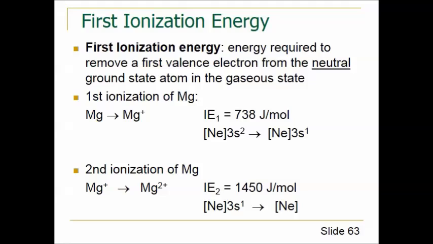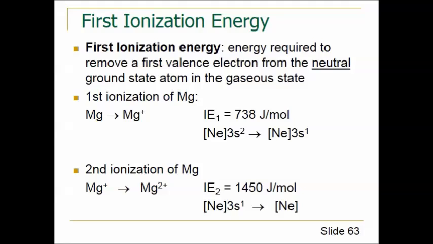The first ionization energy is the energy that you need to remove the first valence electron from a neutral ground state atom, and technically it should be in the gaseous state. So you have an atom in the gas phase, it's neutral, it's not an ion, and you're going to take away a valence electron from that atom. The energy you need to take away the electron is called the first ionization energy.